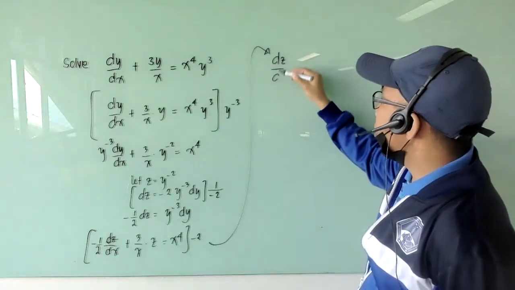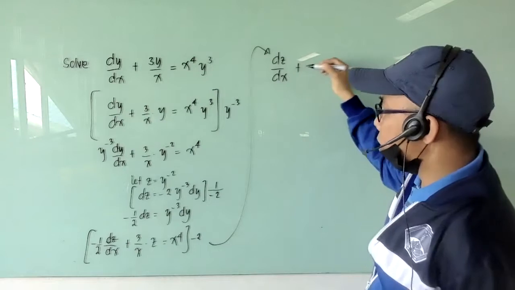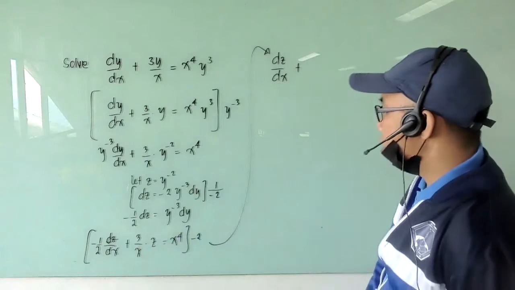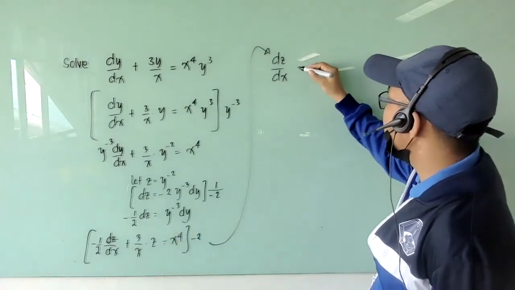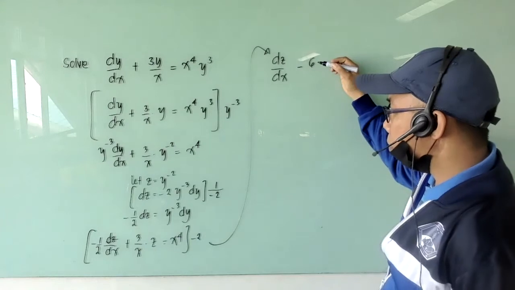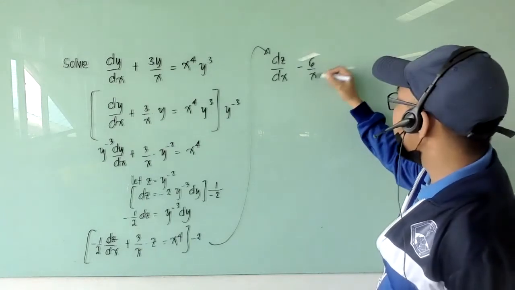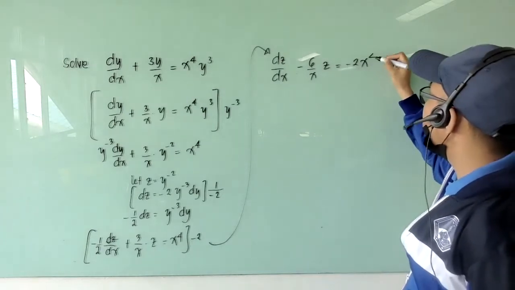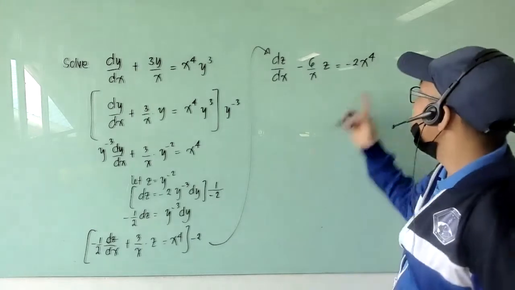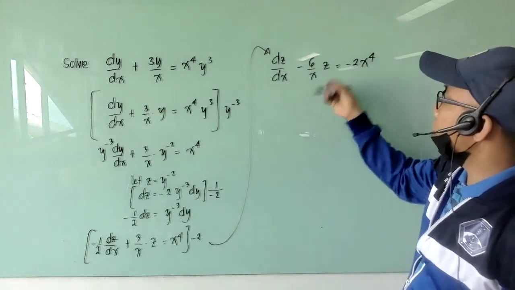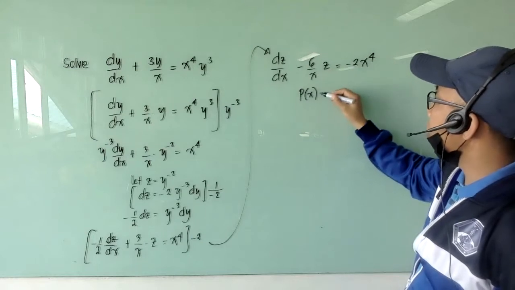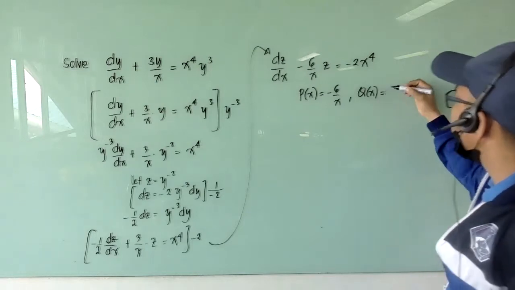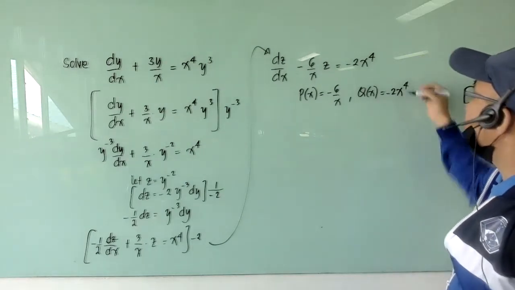dz over dx plus, negative 2 times 3, so you have negative 6. So you put minus 6 over x times z equals negative 2x raised to 4. Now this is in standard form. As you can see, our p of x here is equal to negative 6 over x, and our q of x is equal to minus 2x raised to 4.